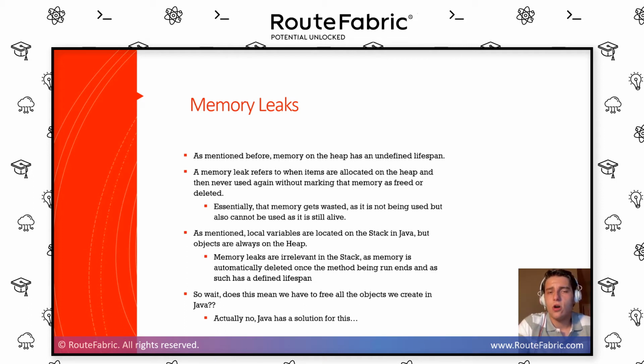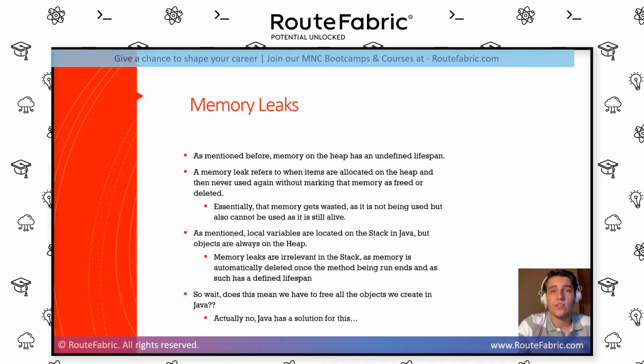So memory leaks are irrelevant in the stack because our variables are going to be destroyed when we stop using them. When we don't need them anymore, they're going to be destroyed because of the whole scope thing and whenever a new method is called within those parentheses. So our variables are going to be destroyed. It's automatically destroyed once the method is done being run. So this means that the references, like I just mentioned, will also be destroyed if we have any of those in our method.